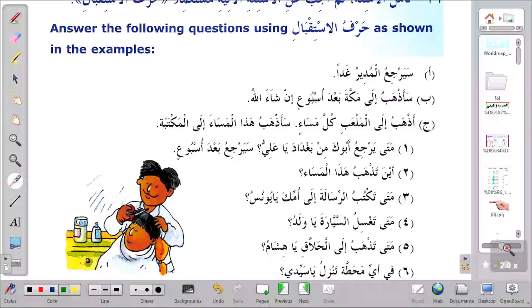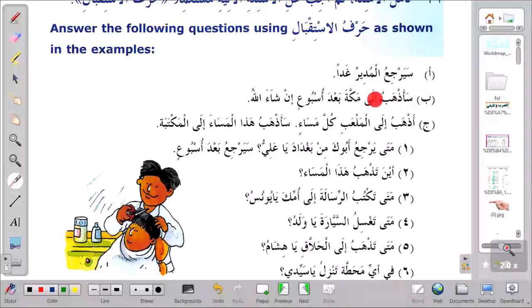Let's look at the example. We'll understand very well what they want. سيرجع المدير غدا. So you see the scene. The verb is initially يرجع, he is returning. But if I say سيرجع, he will return. So سيرجع المدير, the mudir, the principal or the headmaster, سيرجع, he will return غدا, tomorrow.